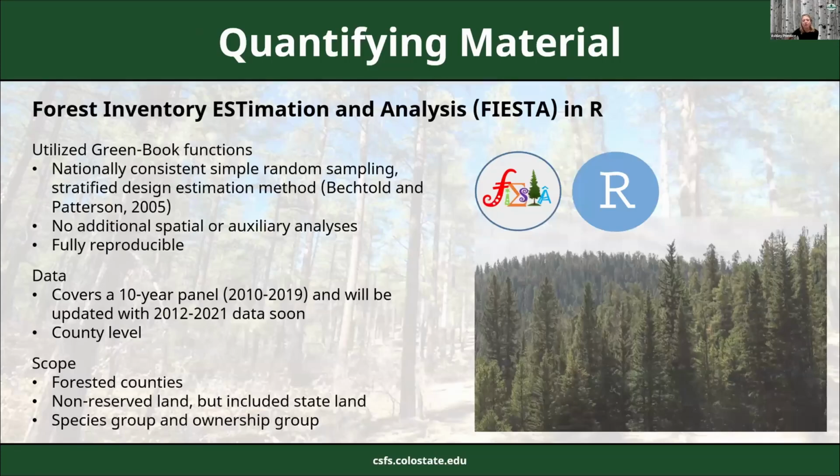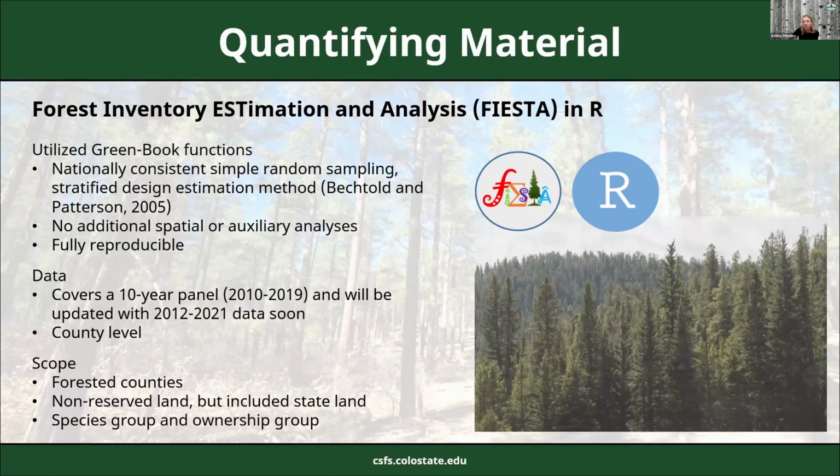And so the way that we were able to quantify the material within each of those categories, we used the FIESTA package in R, and we applied the standard Green Book functions for that. FIA data in Colorado is measured every 10 years. So we use the most recent panel from 2010 to 2019, but it'll soon be updated with the recent data release for 2012 to 2021.